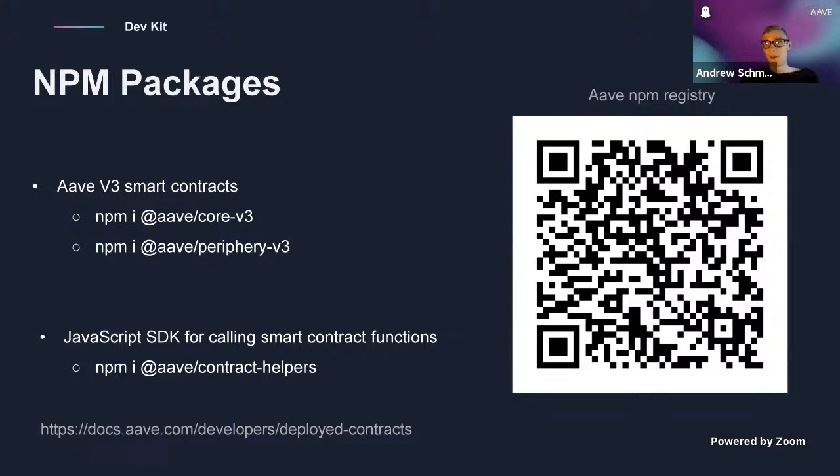And then finally, for calling these functions, we also have a JavaScript SDK. So this allows you to import objects. So you would import, say, a pool object, and then instead of having to import an ABI and do all this work, you could just call pool.supply and perform these transactions directly from your front end. And so what I've got a QR code here for is just the Aave NPM registry, where you can view all of the different packages that we have listed.